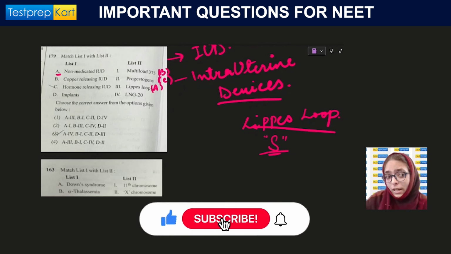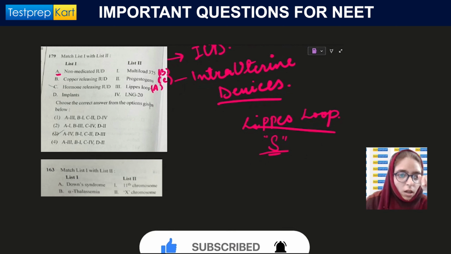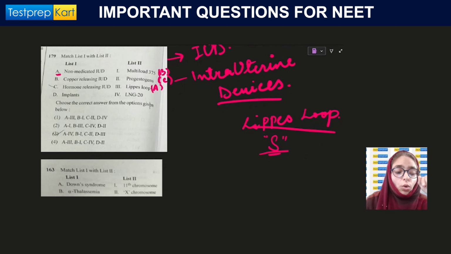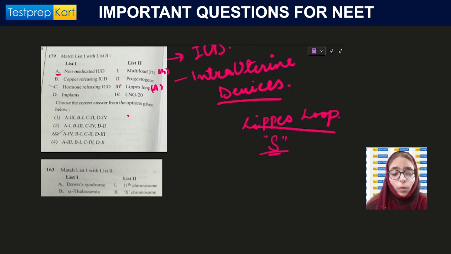It can be hormone releasing IUD, but if we don't have another option, we have LNG20. This is the other option, so we will go with this option here. If we don't have LNG, then hormone releasing IUD will be progesterone, but we have LNG, so we will go with option number 4, that is LNG. And for implants we will go with progesterone.